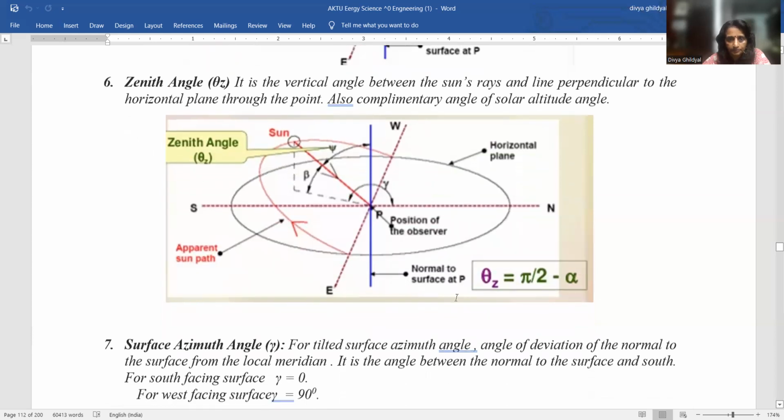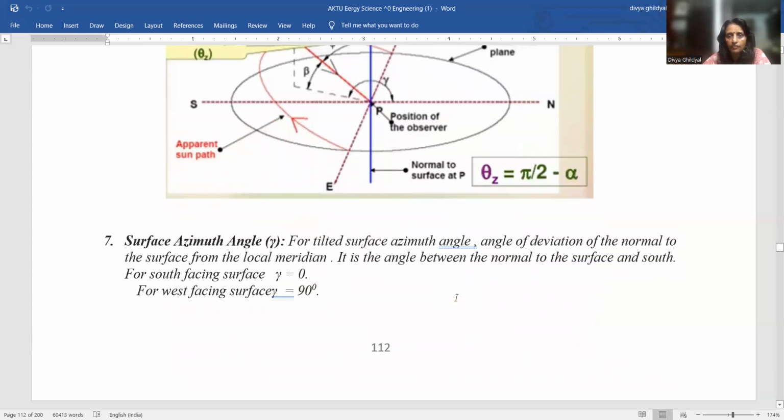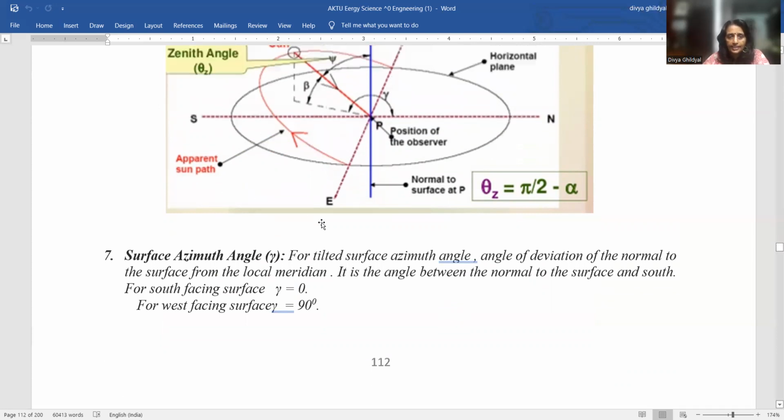through the point. Surface azimuthal angle, for a tilted surface, is the angle of deviation of the normal to the surface from the local meridian. It is the angle between the normal to the surface and south. For south facing, the azimuthal angle is 0. For west facing, it is 90 degrees.